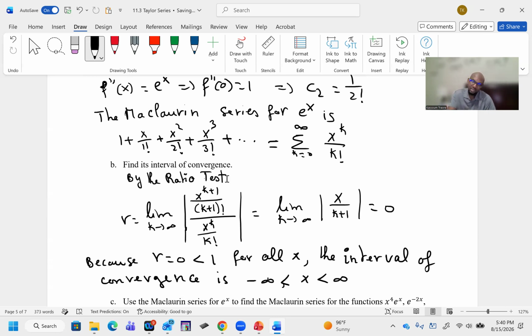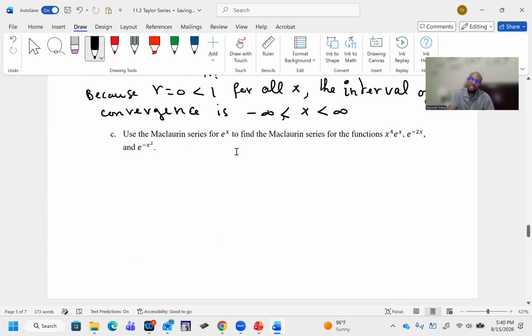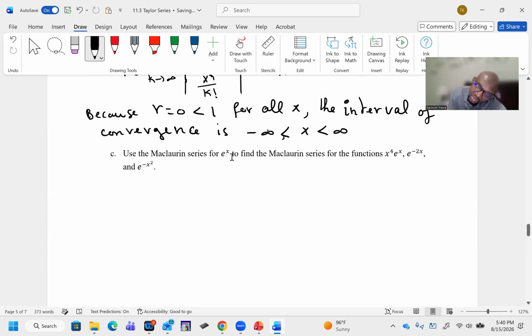And C, we are asked to use the Maclaurin series for e to the power of x to find the Maclaurin series for the functions x to the power of 4 times e to the power of x, e to the power of negative 2x, and e to the power of x squared. I think we have done this one with the power series, right? So I'm going to do first x to the power of 4 times e to the power of x.